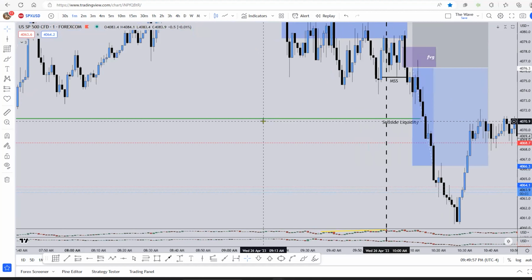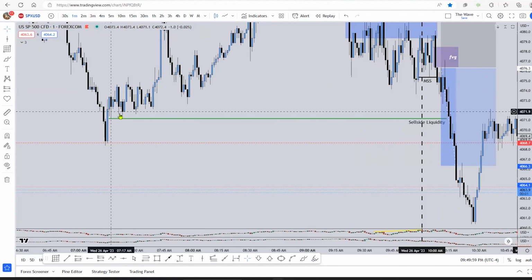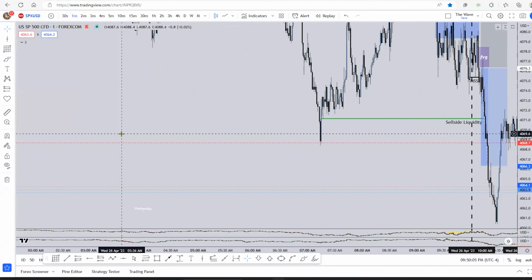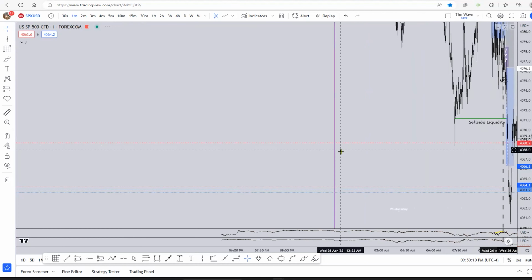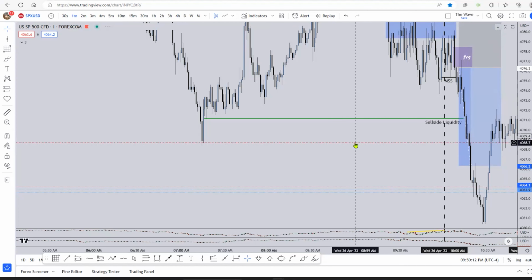And we also had sell side over here in the form of these equal lows, and this small order block here. Go back here. This red line is our low from the daily on April 6th.